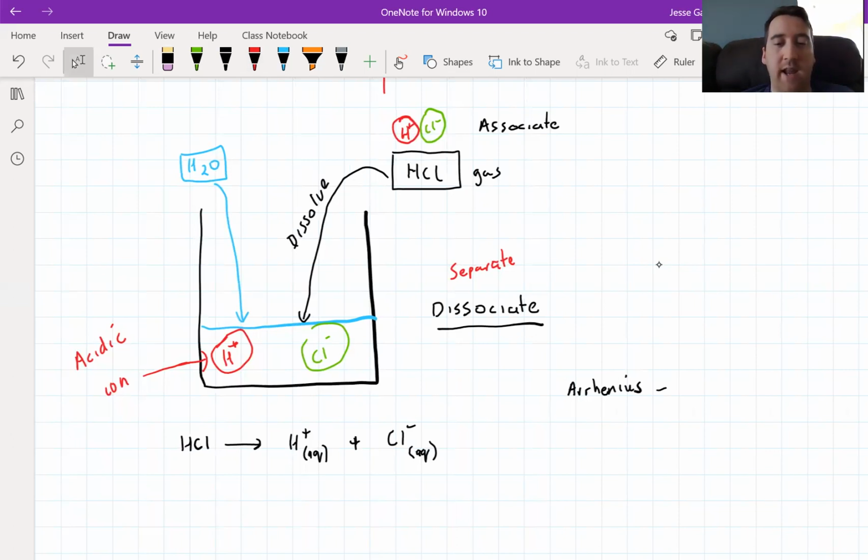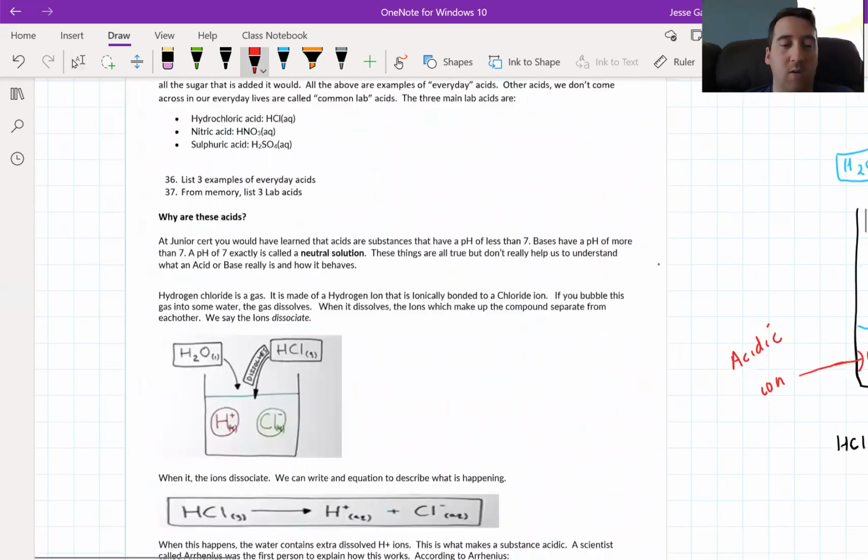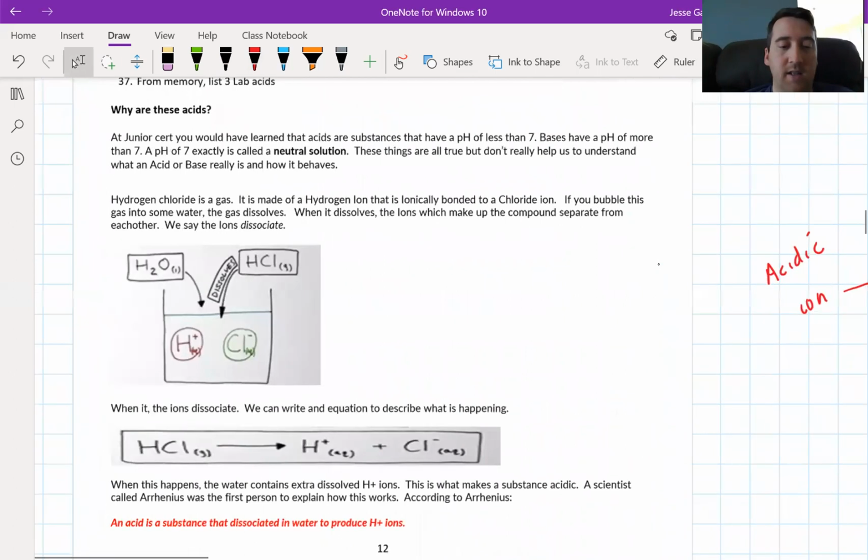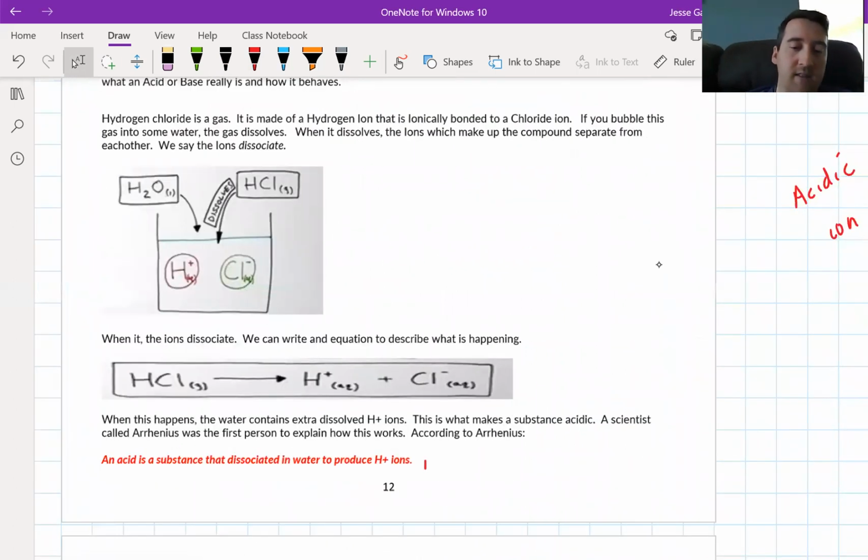So according to Arrhenius, his definition of an acid was a substance which dissociates in water to produce H plus ions. So at this stage, what we're going to do is get you guys to take that down. So this is a definition of an acid.